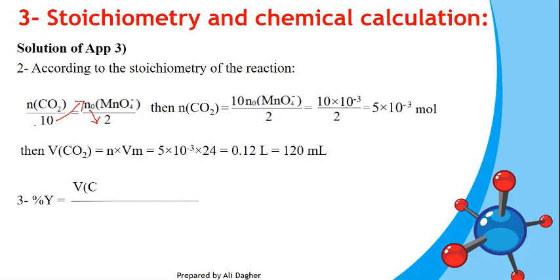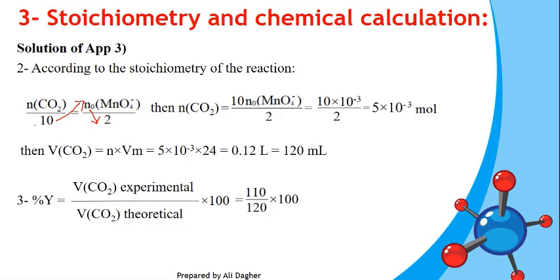Yield of the reaction equals volume, because since the given is volume and the calculated is volume, then we use the relation volume over volume. Volume of CO2 experimental over volume of CO2 theoretical times 100, since we need to calculate the percent yield, equals experimental volume given 110, theoretical calculated 120, times 100, equals 91.66%. This is the end of the part stoichiometry and chemical calculation.